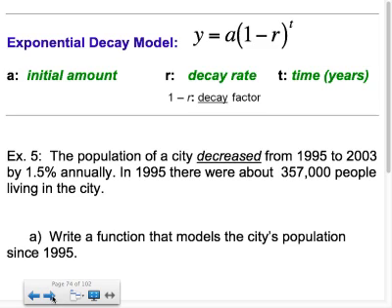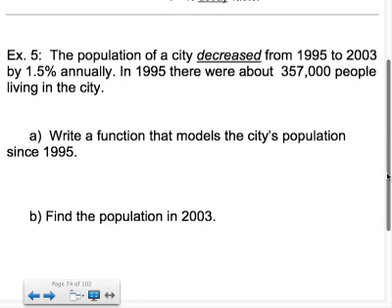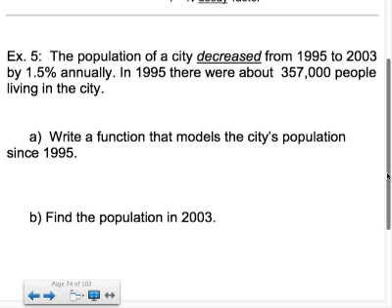So example 5 says the population of a city decreased. That decreased is a key word there. The population of a city decreased from 1995 to 2003 by 1.5% annually. In 1995, there were about 357,000 people living in the city. Write a function that models the city's population since 1995. So it's decay, right? So we're y equals a times 1 minus r to the t.